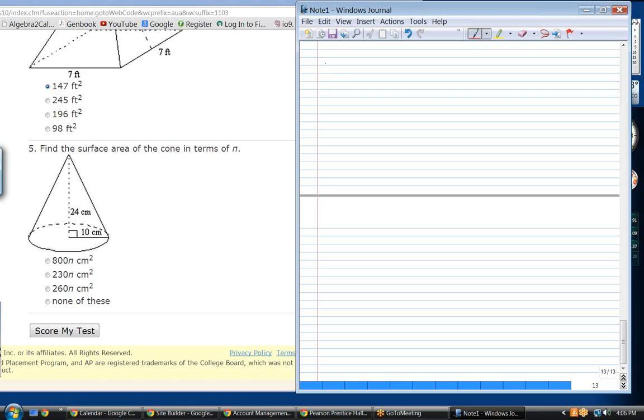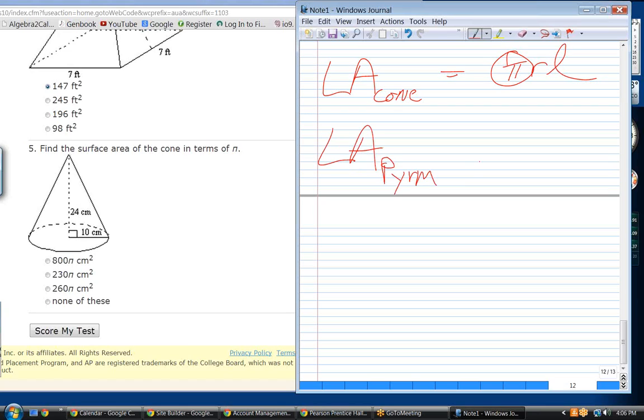Yeah, so let's go through the two lateral areas. We have the lateral area of a cone, which is pi r L. We know we're going to have a pi because it's circular in nature. And then we have the lateral area of a pyramid, which is not circular in nature. And the pyramid is one half the perimeter times L.